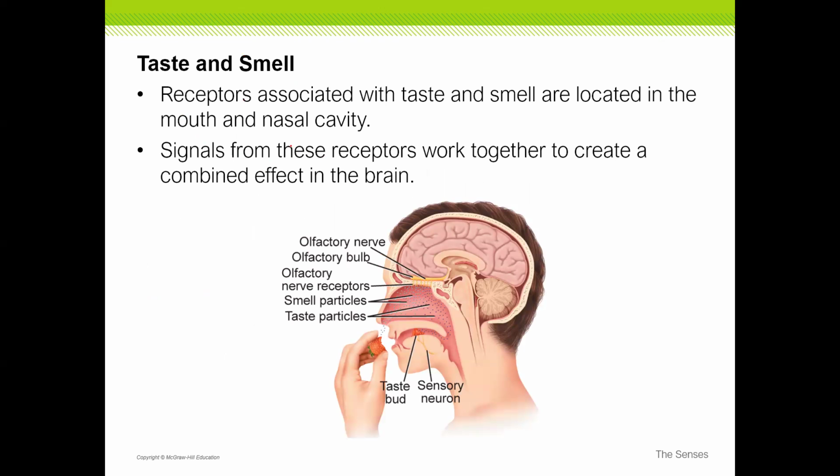Now, these receptors, smell and taste, are connected because, as you can see, they share a passageway here, right? So not only do they share a passageway, but they both also detect chemicals. They're both detecting chemicals, and it comes in through the nose.